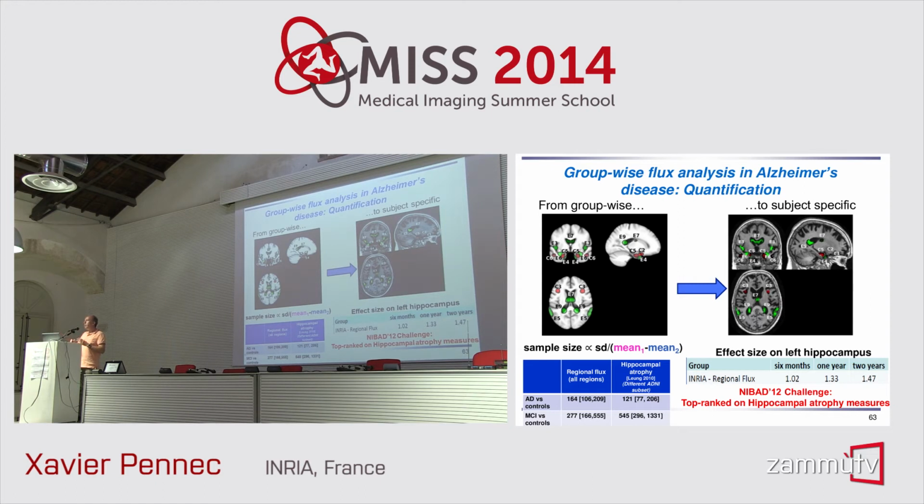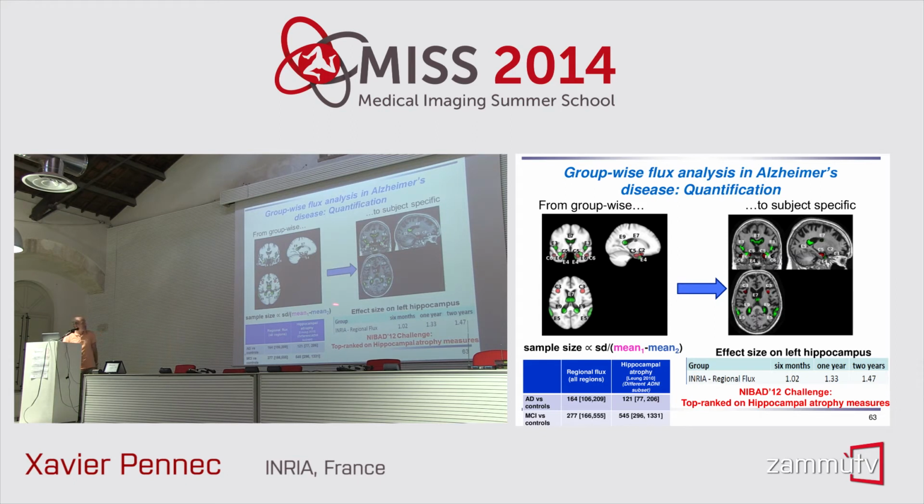Almost all the other methods were segmenting the hippocampus. Here we have a fuzzy segmentation. You see the regions are quite fuzzy. We just transport them with intersubject deformation to a subject and measure the average flux weighted by that.